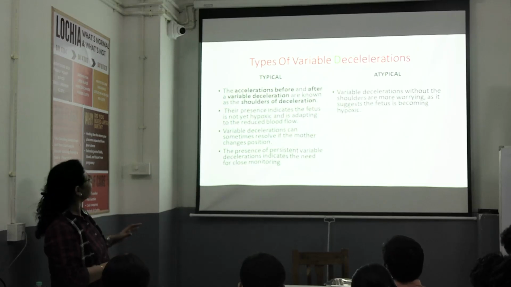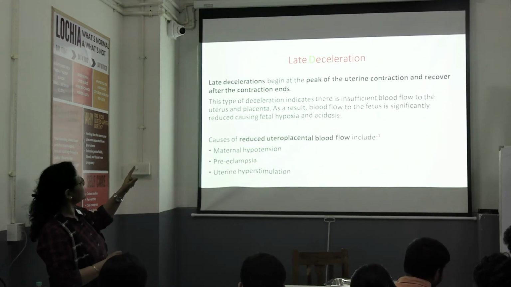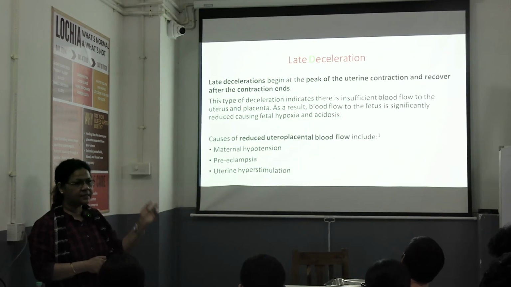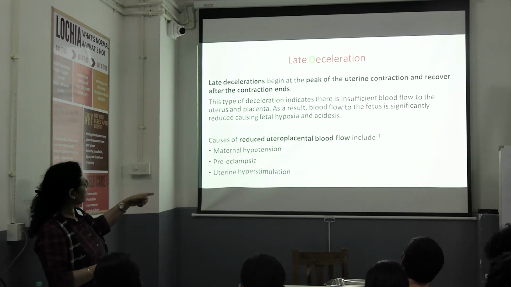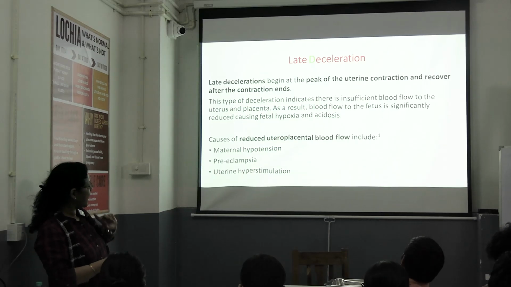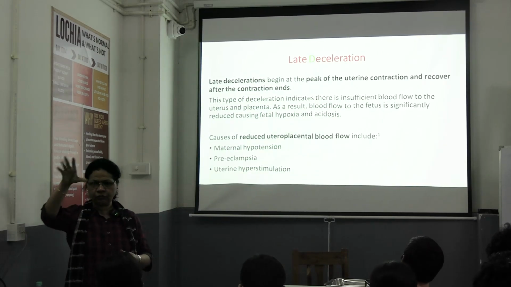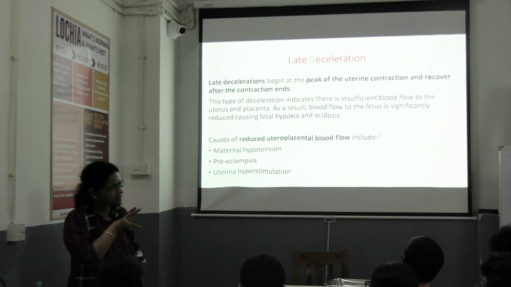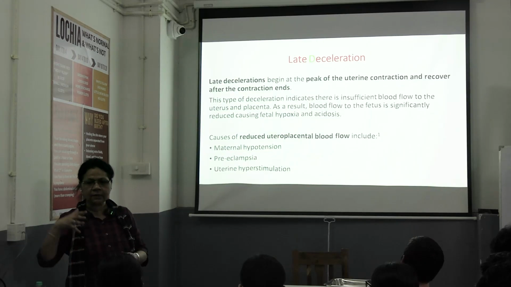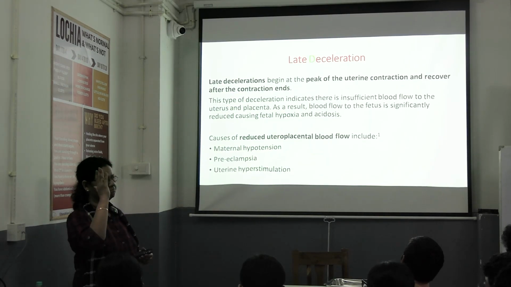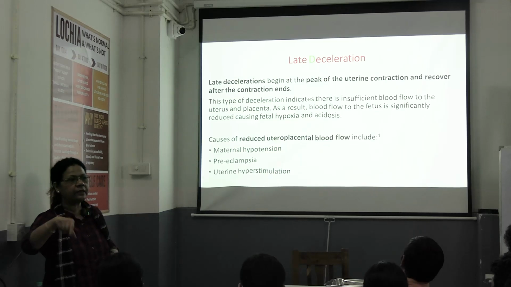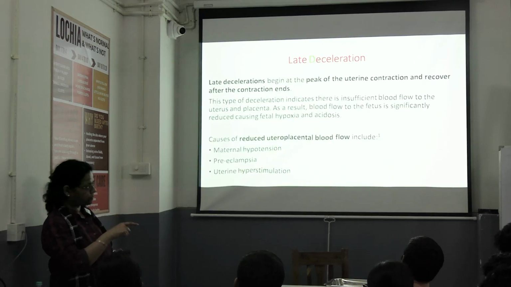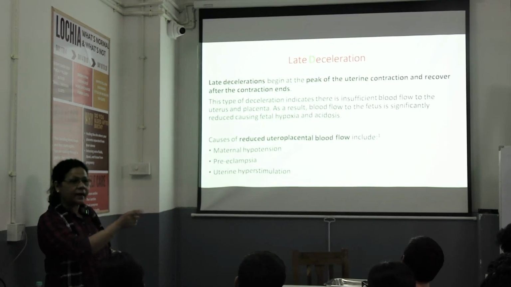This is for postgraduates. Late deceleration begins at the peak of contraction and recovers after the contraction ends. So this is late. This could be due to maternal hypotension, preeclampsia or uterine hyperstimulation. You have induced so much that the uterus is contracting so much that it is not getting time to relax. If the uterus doesn't get time to relax, the blood flow will not be optimum. So that will cause reduction of the fetal heart rate. You are trying to take out the baby, but overstimulating can cause late deceleration. That can harm the fetus.